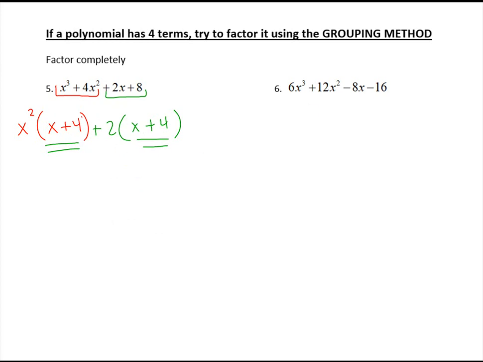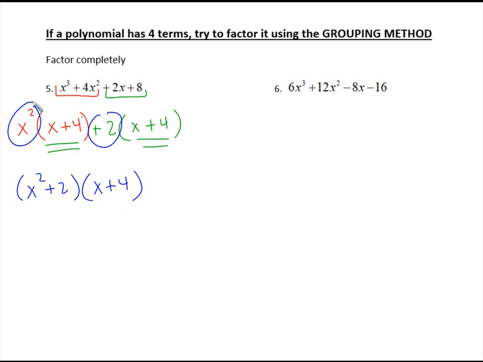Okay, so for your final answer, you're going to take whatever your GCFs are, the terms that are on the outside, and put them together in a binomial. So x squared plus 2, we take these, we put them together in a binomial, and then the x plus 4, you only need to write it one time.